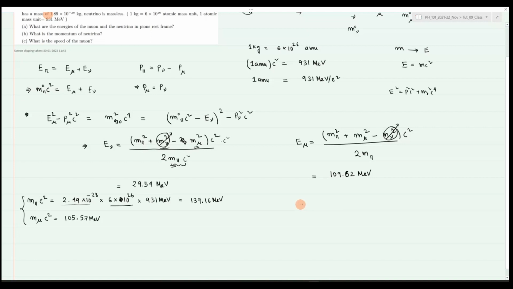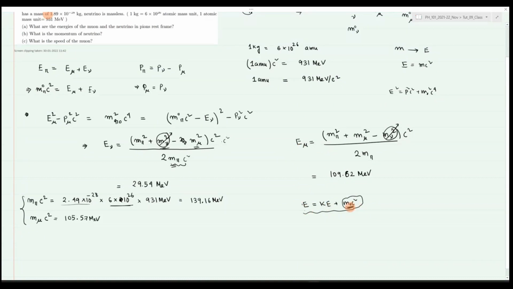Kinetic only. I did it by that method only. No, your total energy will be equal to kinetic energy plus rest mass energy. Yes, if you have done it like this, then it's fine. You have to write the rest mass energy also. For the neutrino, you can write energy is basically the kinetic energy, but for the muon, you cannot simply write energy is only the kinetic energy. It also has rest mass energy.